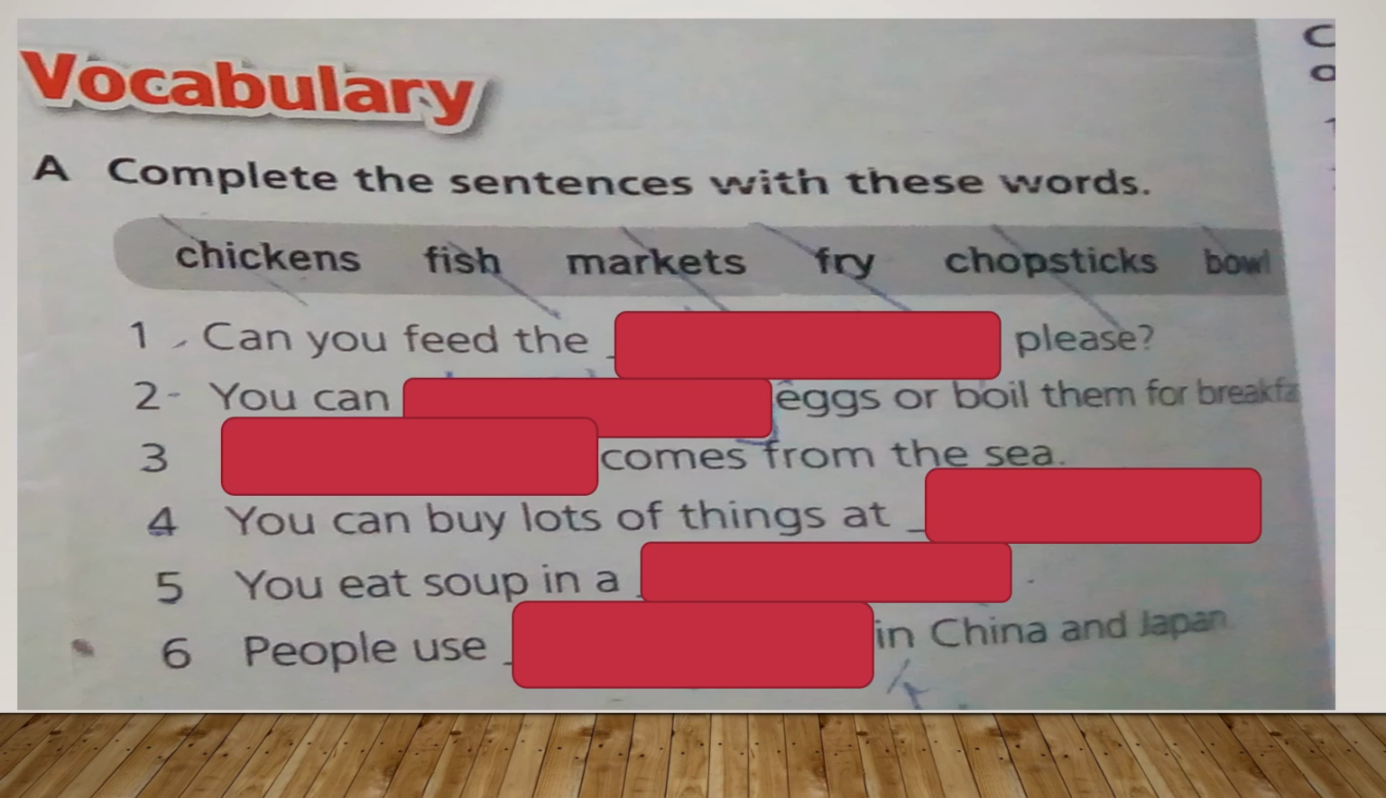3. Fish comes from the sea. What comes from the sea? Fish comes from the sea. 4. You can buy lots of things at markets. Where can you buy things? You can buy them at markets. 5. You eat soup in a bowl. Excellent. 6. People use chopsticks in China and Japan. What do people in China and Japan use to eat? They use chopsticks.